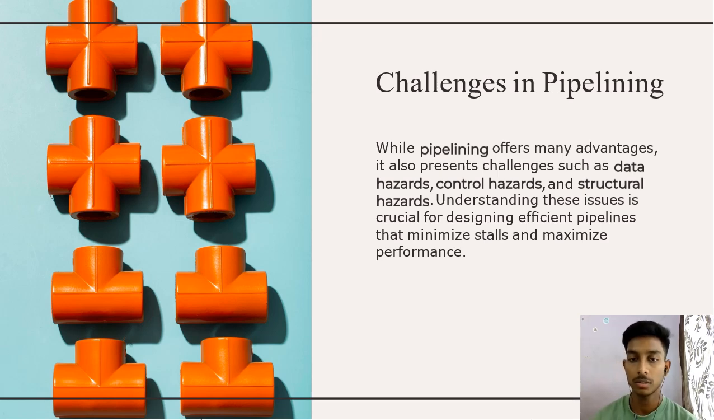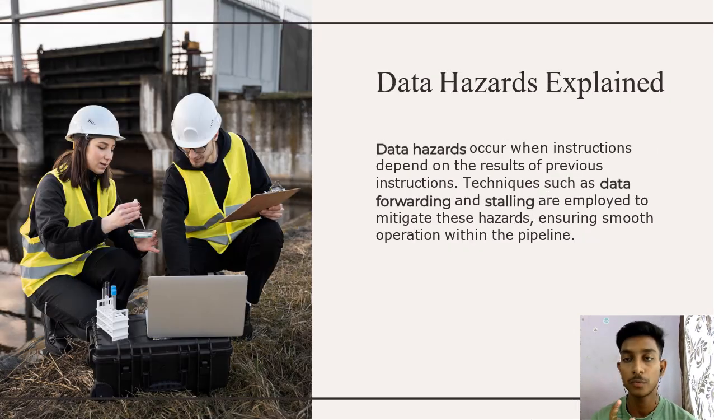Data hazards occur when an instruction depends on the result of a previous instruction. Techniques such as data forwarding and stalling are employed to mitigate these hazards, ensuring smooth operation within the pipelines. For example, if one stage needs data not yet computed by another stage, there is a delay in the process. Techniques like data forwarding and stalling help to manage this problem in an efficient way.